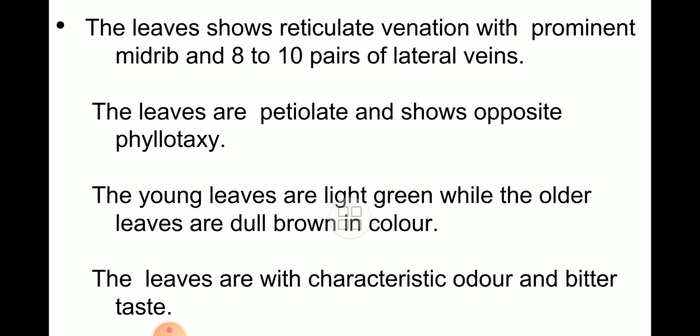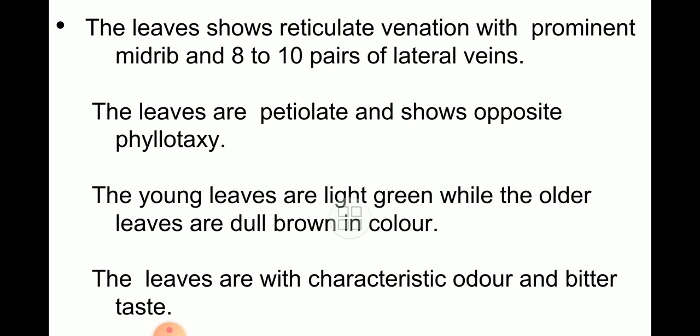So, jalidar. That is very interesting reticulate venation with a prominent midrib. The midrib can easily be visible to our eye, we can easily see that. So the midrib is prominent. 8 to 10 pairs of lateral veins we can also find in the leaf of the Adulsa plant, the Adhatoda vasica plant, a medicinally important plant.